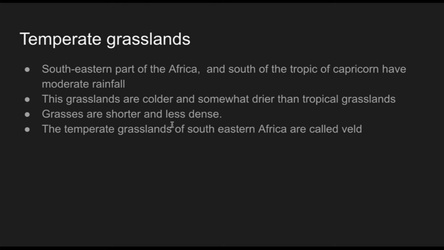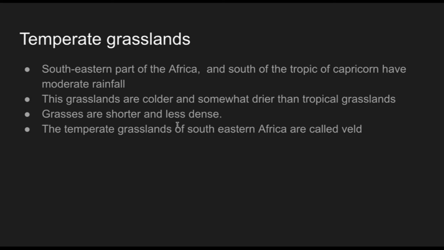And the grasses are shorter and less dense. In the savanna we can see tall grasses, which are coarse grasses. But in the temperate grasslands, the grasses are shorter and also less dense.